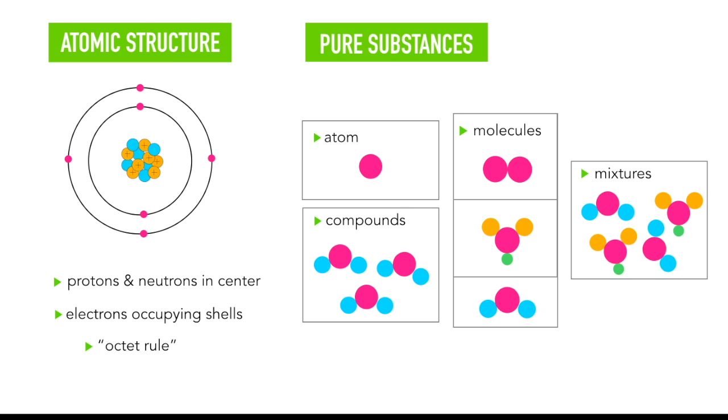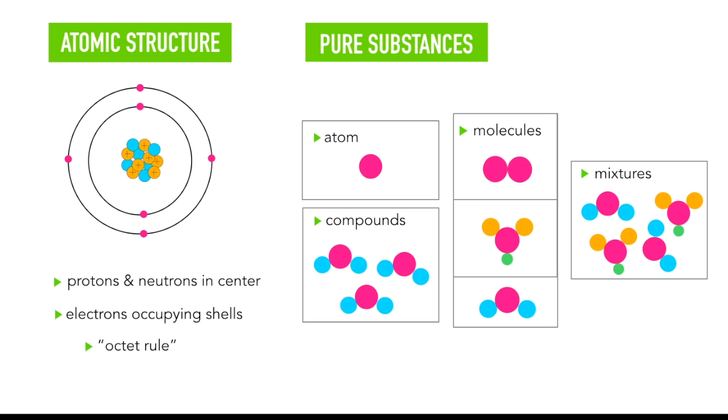So let's talk about some different pure substances. Atoms are just made up of one type of atom. Compounds are two or more atoms joined through bonds, and the atoms may be of the same element or different elements. Molecules are the smallest amount of a substance, and mixtures are different elements. Mixtures are compounds that are not chemically joined together, so they're just together and not chemically joined.